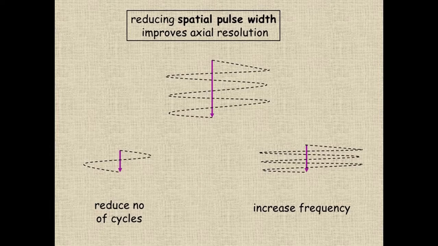Either we can reduce the number of cycles in each burst, which will reduce the spatial pulse width as seen by the diagram on the left, or we can increase the frequency, which will shorten the spatial pulse width. Practically, it's very difficult to reduce the number of cycles below 3 because of the damping in the ultrasonic crystals. So generally, any increase in axial resolution using a reduction in spatial pulse width is manipulated through increasing frequency.